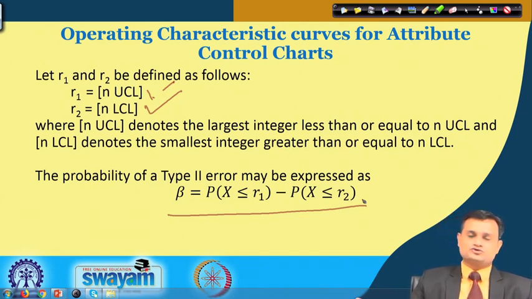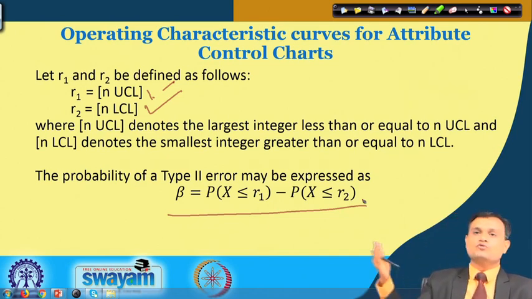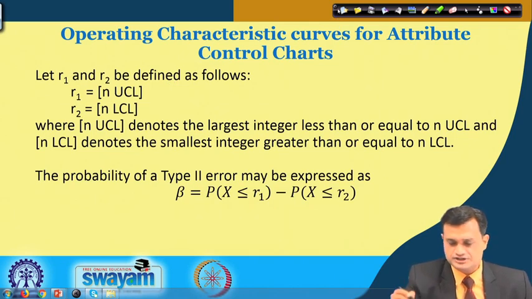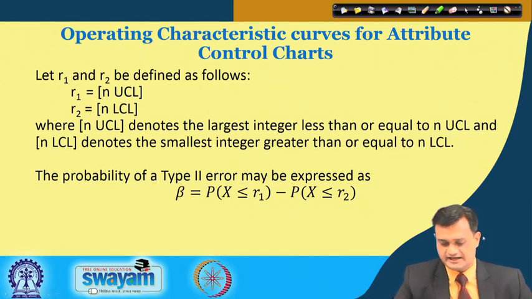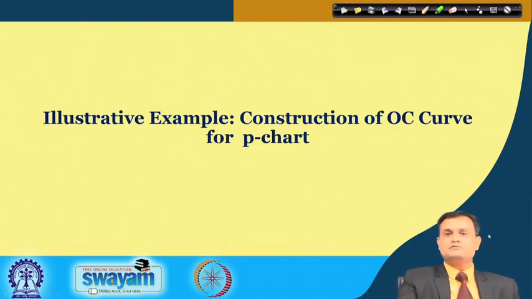We have discussed two or three times in detail in the previous lectures how to interpret the type 2 error when there is a shift in the mean, and what is that particular area which indicates the type 2 error when my process has shifted from mu 0 to mu 1. Now with that understanding you can easily compute the probability of type 2 error for my control chart, that is P chart. Now let us try to appreciate the interpretation part and construction of the OC curve for P chart.